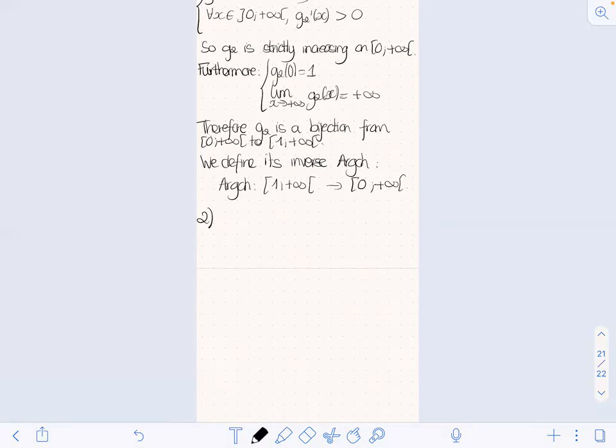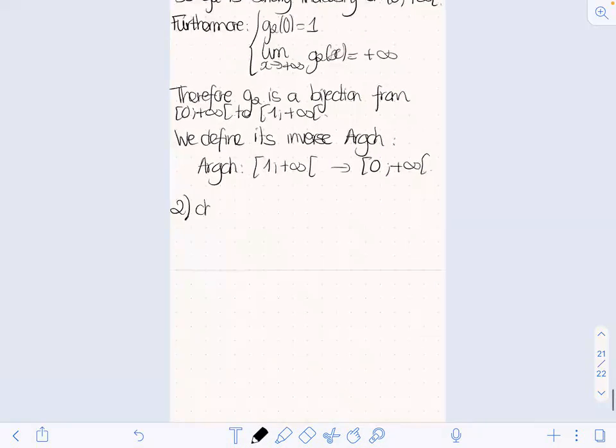It's equal to 0, but I don't know how to prove it. Yeah, you're absolutely right. It's equal to 0. And if we want to prove it, you just need to write that ch of 0 is equal to 1. So argch of 1 is equal to 0, as it does the inverse mapping.